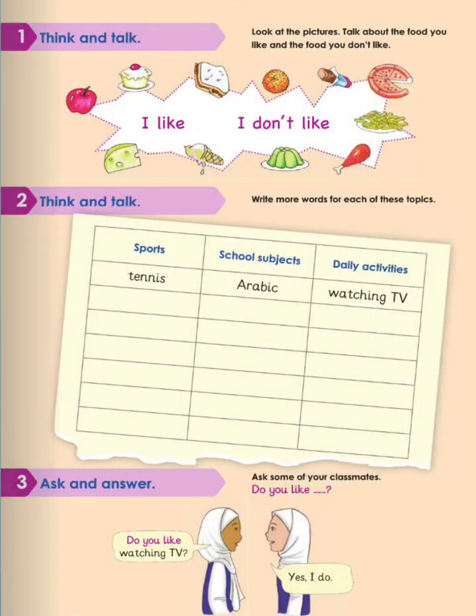Moving on to your favorite activity, think and talk. Look at the pictures here and talk about the food you like and the food you don't like. For example, me, I like apple, but I don't like orange. What about you? You can discuss this also with your partner.